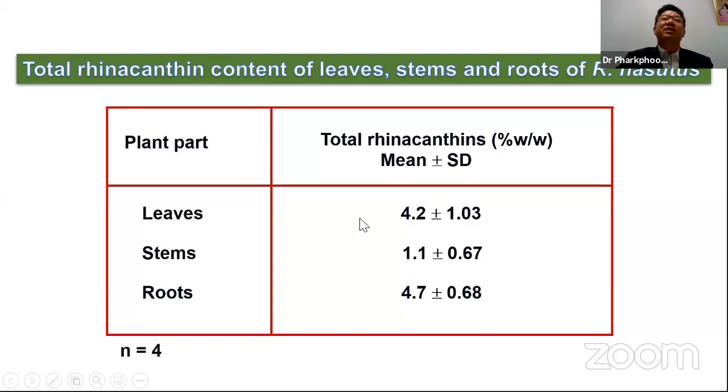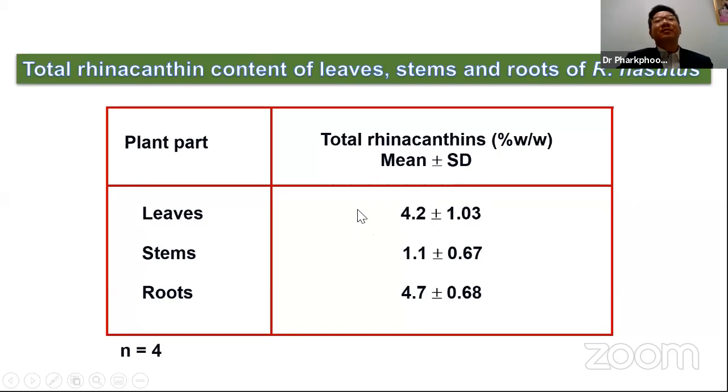When we determined the total linocantin in the leaf, stem, and root, we found that the leaf and root contain higher content than the stem. But we usually use the leaf because it's easier to harvest or collect. If we use the root, you have to destroy the plant and grow it again. So it's easier to use the leaf.